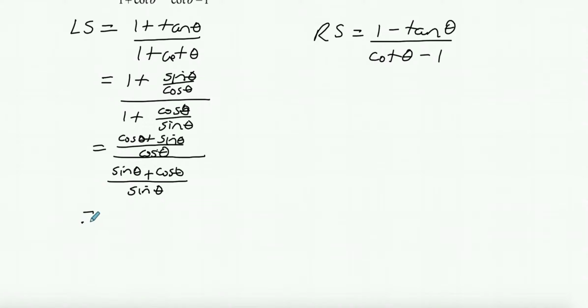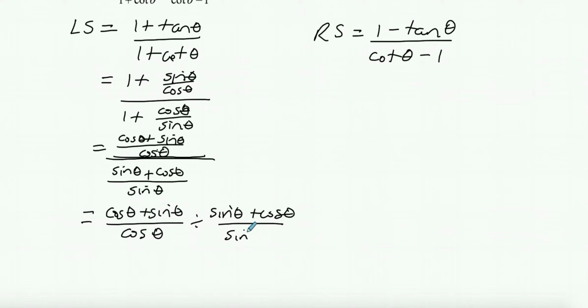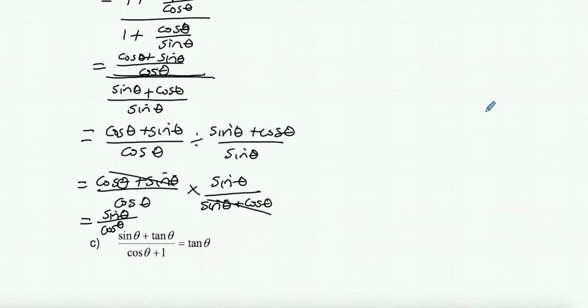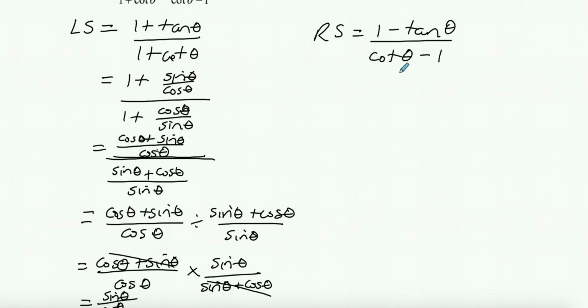This would really be division, so cosine theta plus sine theta divided by cosine theta divided by, so this is a division symbol, and then I can invert and multiply. And what we see is that the numerator over here and denominator are the same. So I end up with sine theta over cos theta. And now we want to see if we can get the right side to look the same.